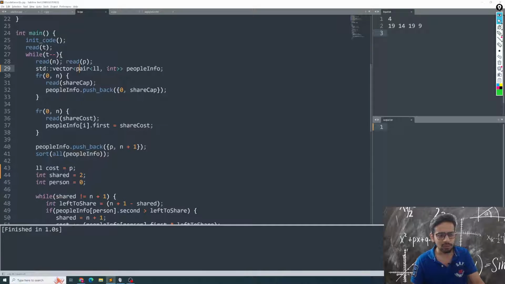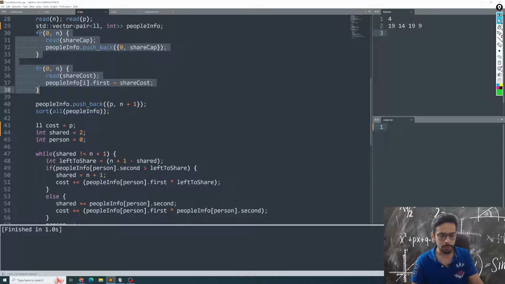So what I did was I just take the number of people in the village as input and the share cost of the chief. Then this people info contains the share cost and share capacity for each person in the village. I have input both things, share cost and share capacity, and finally I also add the chief's share cost and share capacity into the people info array.